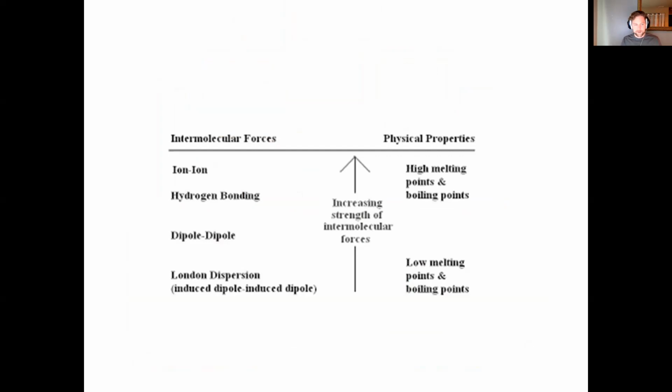So, relative hierarchy of strength: hydrogen bonding, dipole-dipole, and London dispersion forces are about 15% of the strength of ion-ion or covalent bonding. So intermolecular forces are relatively weak when you compare them to ionic bonding or covalent bonding.